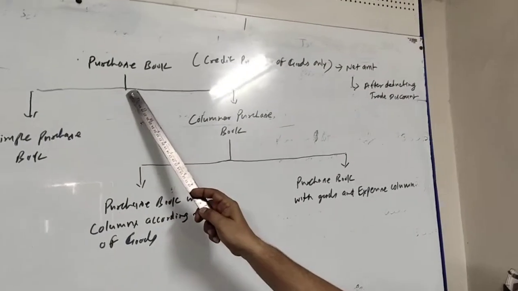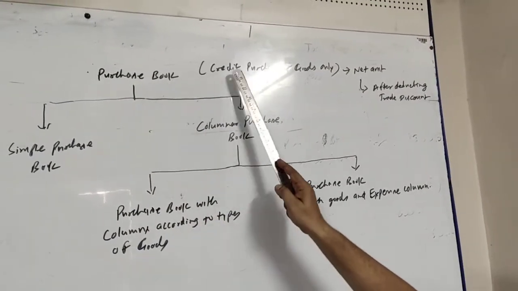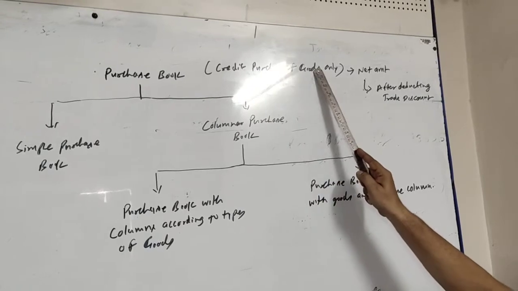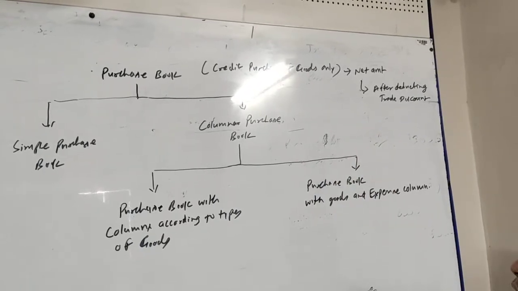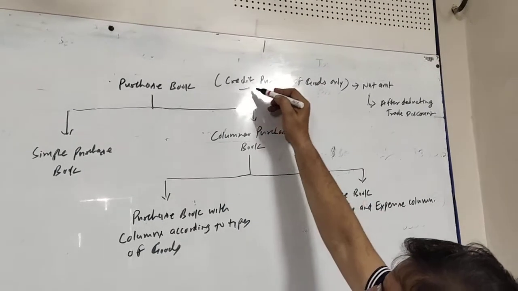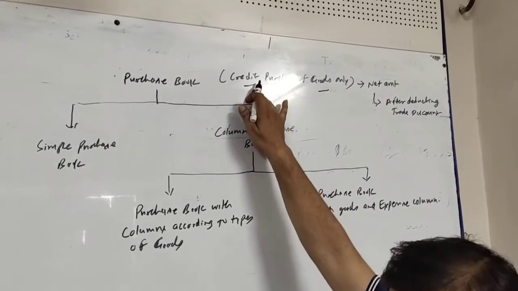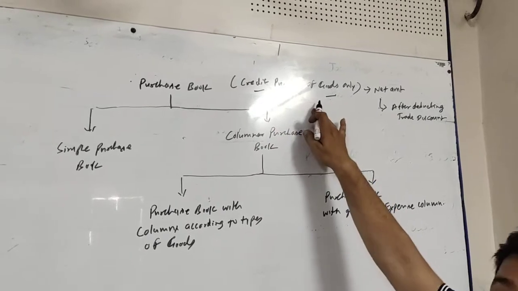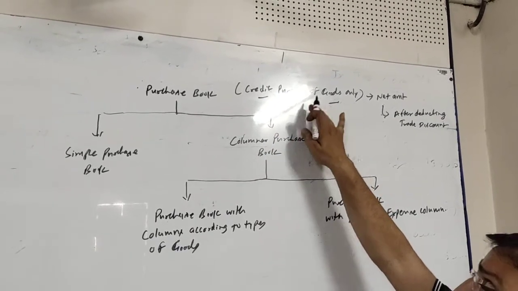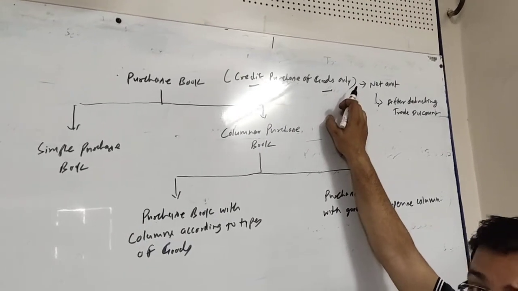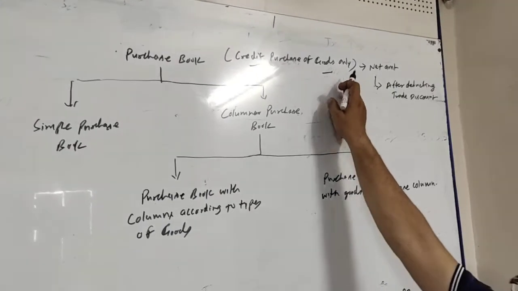Purchase book. What do we record in purchase book? Credit purchase of goods. So two things are important here. Once again I will say, credit and goods. The transaction should be credit and the transaction should be of goods. If it is of anything other than goods, it will not be recorded in purchase book.